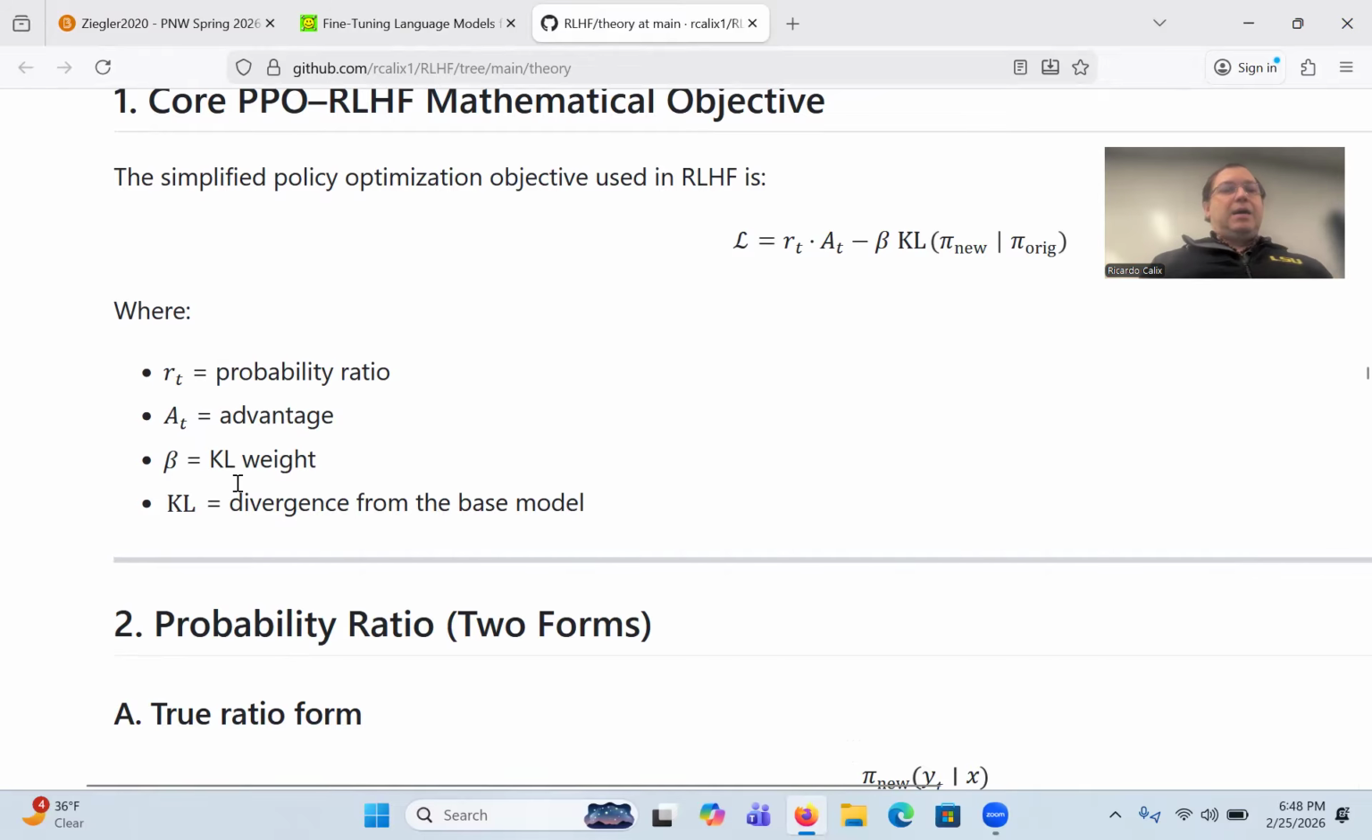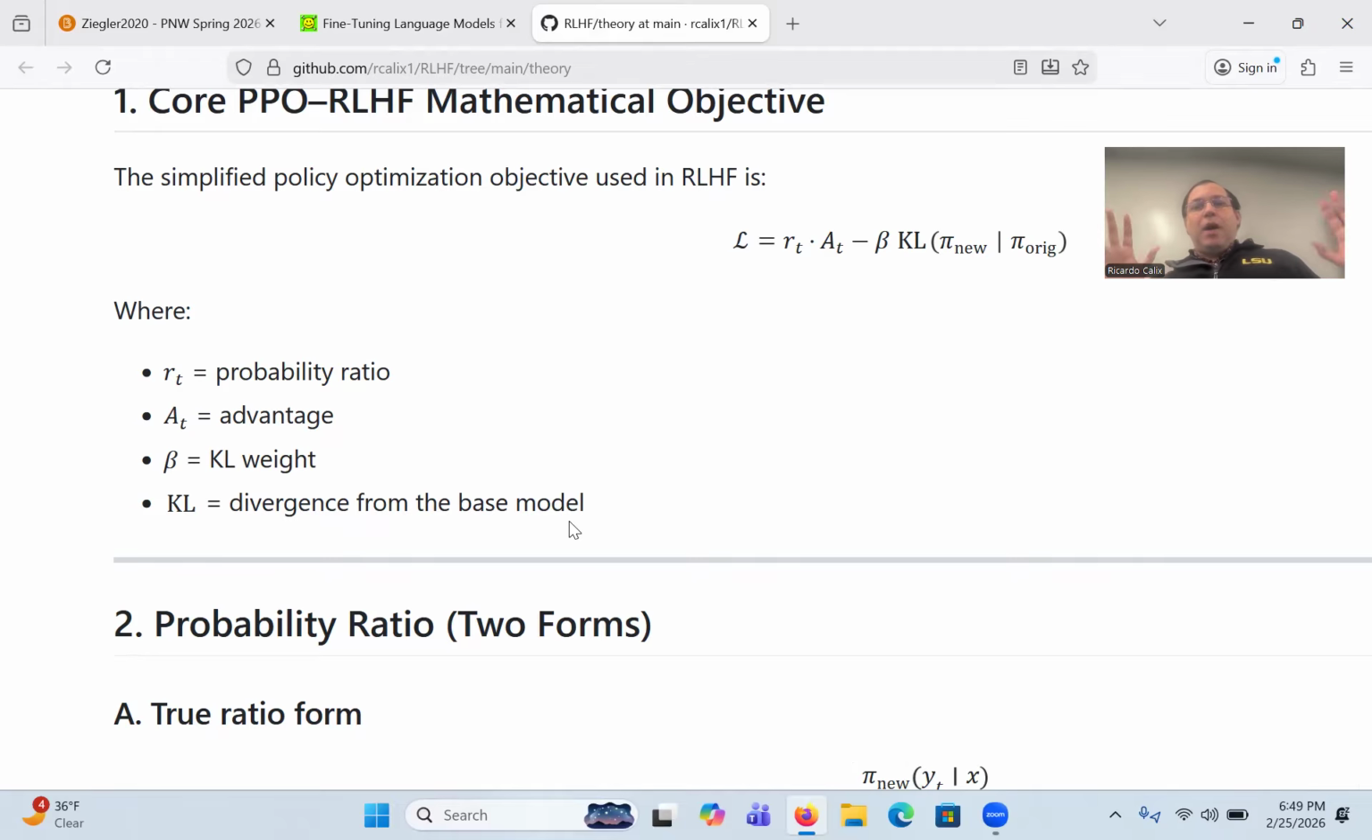And then we have the KL weight, which is just to indicate how important this is. This is actually important. If you make this too low, then the model changes a lot. If you make it too big, then it changes very little. Do you see that? So it's a very important control. And KL is the divergence from the base model, so that the model doesn't change that much. Otherwise it starts chasing the reward and it can become completely different, okay?